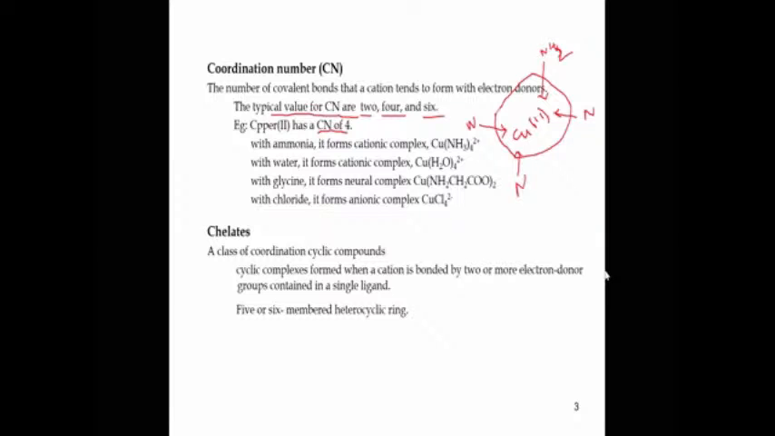So with the same metal ion, when it combined with ammonia, what do you get? Ammonia, NH3, doesn't carry any charge. It is a neutral one. So what is the charge?